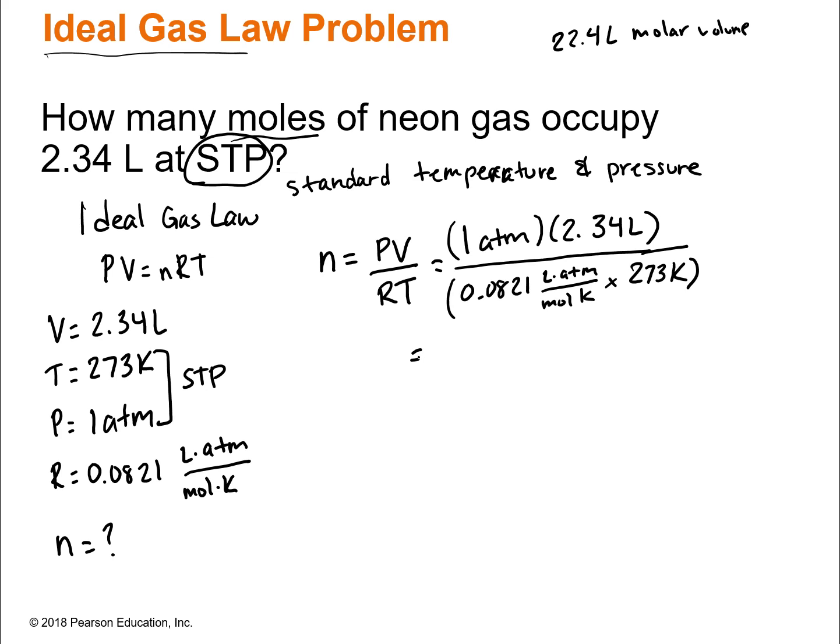In this case, we need 3 significant figures because of our volume. But that's pretty close. So 0.104 moles of gas. So that's a simple application of the ideal gas law. Are there any questions here? I have a little bit more complicated question coming up next. So if this one's a struggle, we're not ready for the next one. So let me know if you're ready.